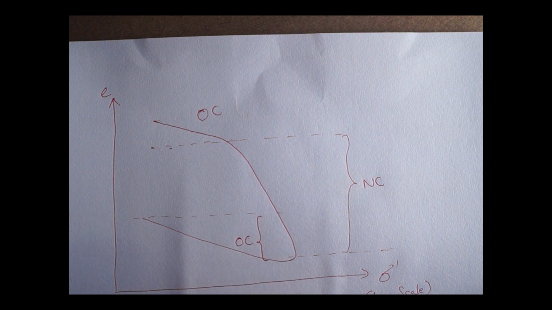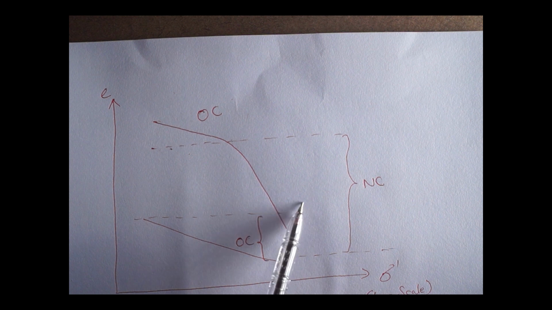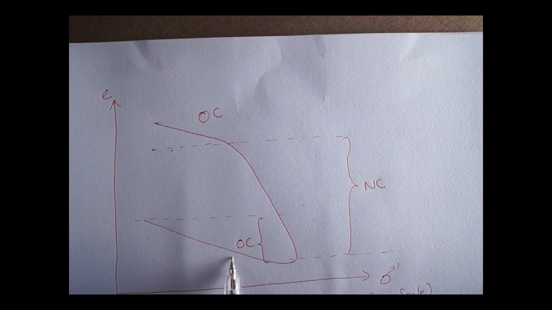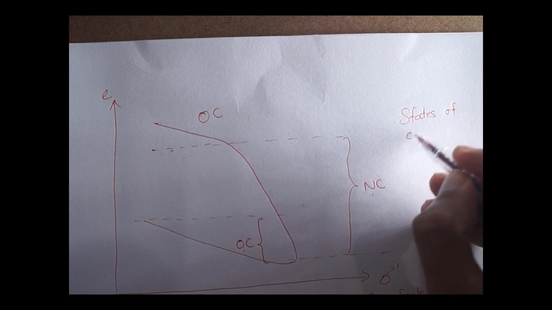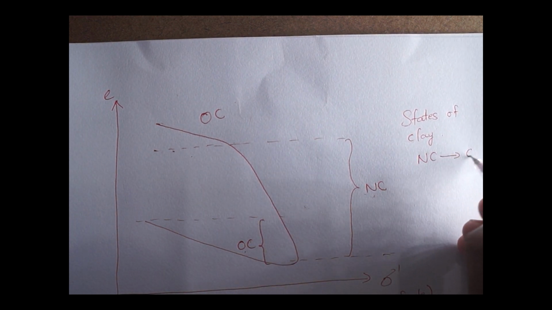I want to mention that a single clay material can change from an over-consolidated state to a normally consolidated state and again back into an over-consolidated state. That is the thing I want to stress here. That is, normally consolidated clay and over-consolidated clay. These are not clay types, these are just states of clay that it can change from one to another.